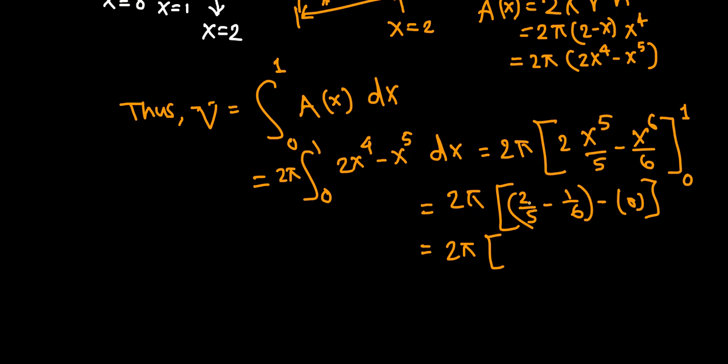Let's subtract 1 sixth from 2 fifths. 30 is the common denominator, so 6 times 2 is 12, minus 5, which is 7 over 30. And 2 divides 30 fifteen times, so we get 7/15 pi. So the final answer is 7/15 pi cubic units.